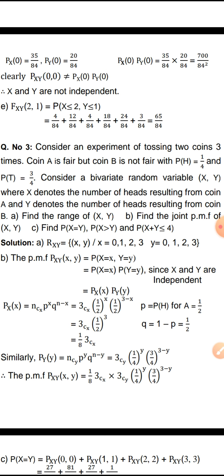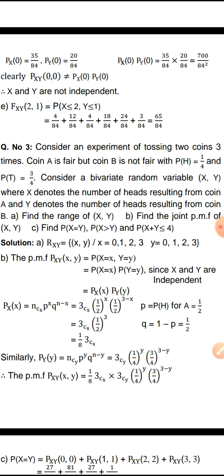Similarly, Y will be tossing coin B. All the 3 times it may be tail. Number of heads 0. You may get head once, tail twice. So number of heads is 1. Similarly, head twice or head thrice. So Y will be 0, 1, 2, 3. So the range space will be the set of all those x comma y values where x is 0, 1, 2, 3, y is 0, 1, 2, 3.